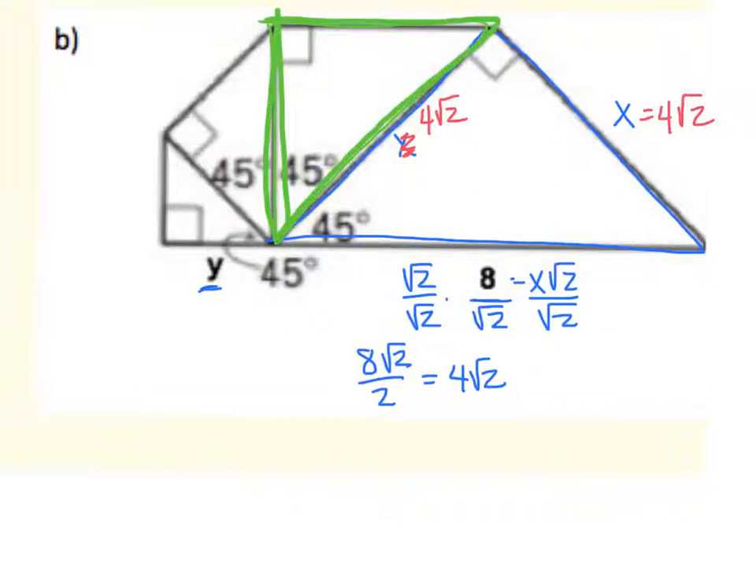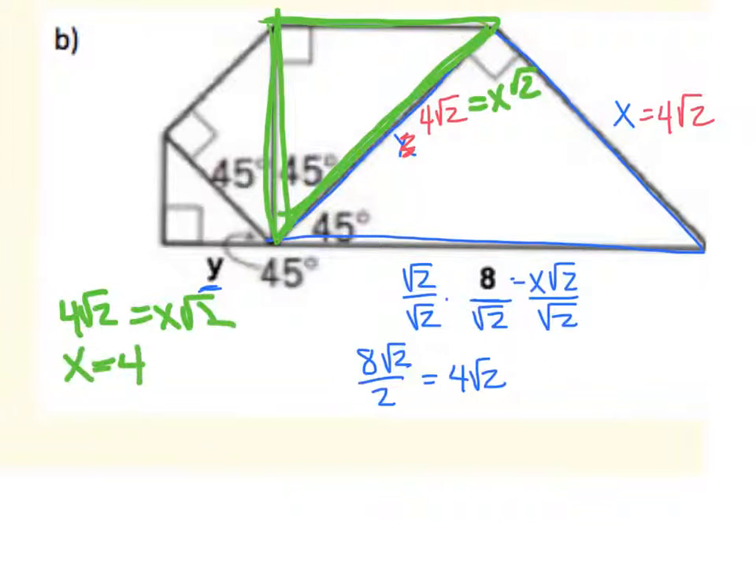Okay, so that side on that triangle, 4 root 2, since it's a hypotenuse, is going to be the x root 2 side. So if 4 root 2 equals x root 2, then each leg is going to equal 4. So this is 4, and this is 4.